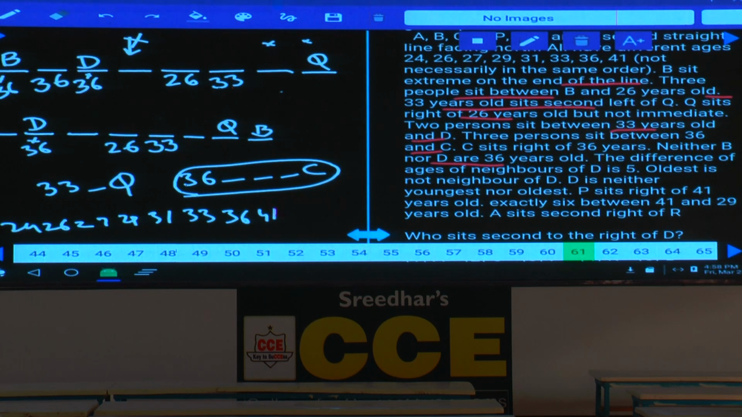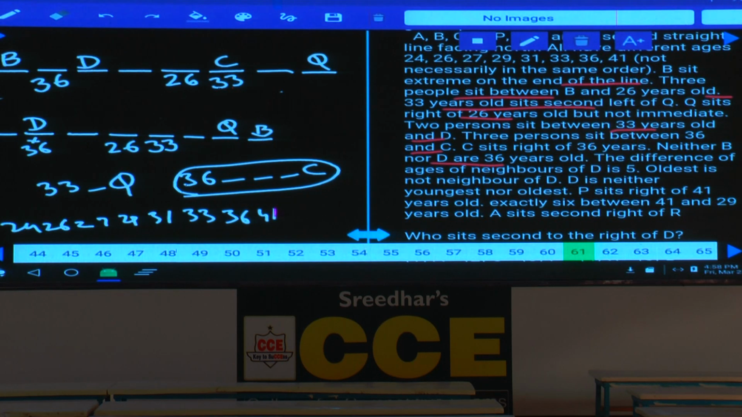Then if the 36-year-old person is here, how many persons are there in between the 36-year-old and C? There must be exactly 3: 1, 2, 3, and this C must be 33-year-old. Are you following this one or not? Done with this? Then we have finalized this 36 and C.